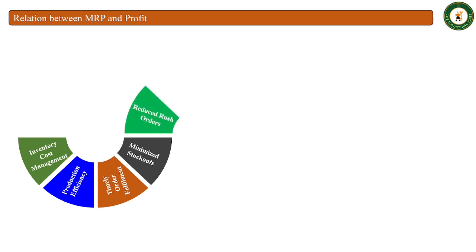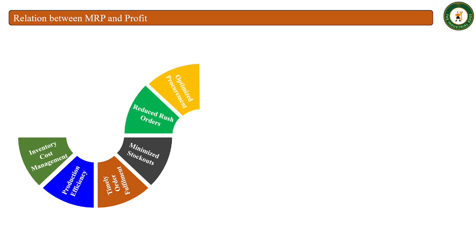Next, reduce rush orders. Effective MRP minimizes the need for last-minute or rush orders for materials or components, which often incur expedited shipping costs. By planning ahead and ensuring materials are available, MRP can help avoid these costly expedited orders, contributing to cost savings.